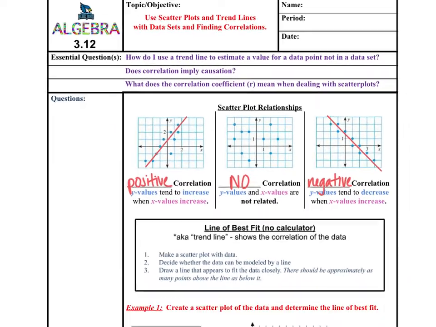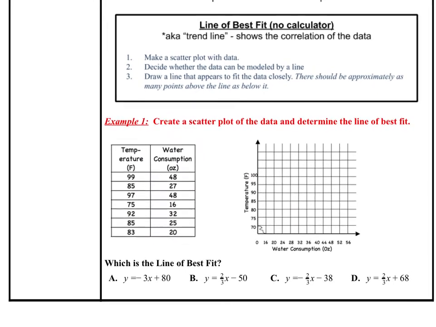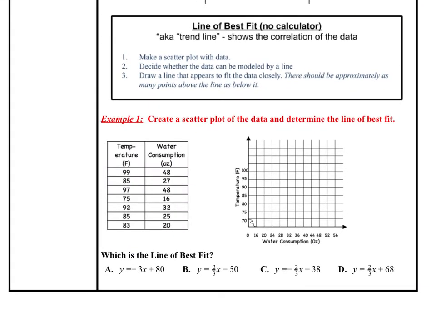So let's go ahead and talk about lines of best fit. And this is how you would do it if you do not have a calculator. I'll tell you in class how to do it with a calculator, which is pretty awesome, but you can estimate a line of best fit without a calculator. So to do that, you'll make the scatter plot of the data and then decide whether the data can be modeled by a line. Usually, until we get to second semester, we're in our unit on linear functions. So as long as it looks like it's generally a line-ish kind of shape, then you can draw a line through it. So then draw a line that appears to fit the data closely. You want about as many points above the line as below it.